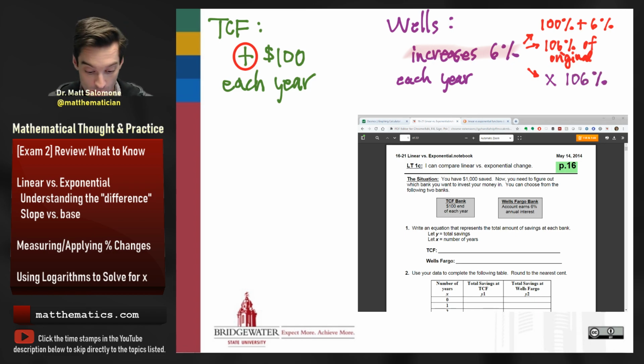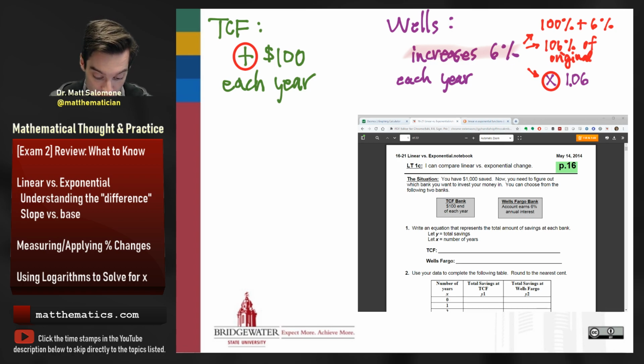And as a decimal, 106%, remember, is the same as 106 per 100. In other words, 106 divided by 100, which is another way to say 1.06. So as a decimal, 1.06 is what we end up multiplying my Wells Fargo balance by at the end of each year.